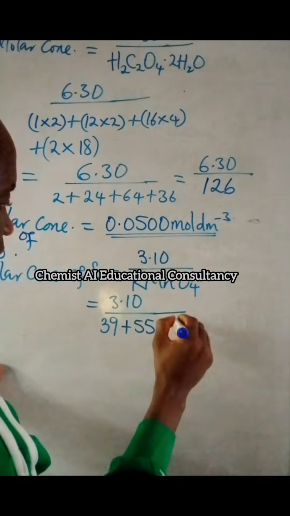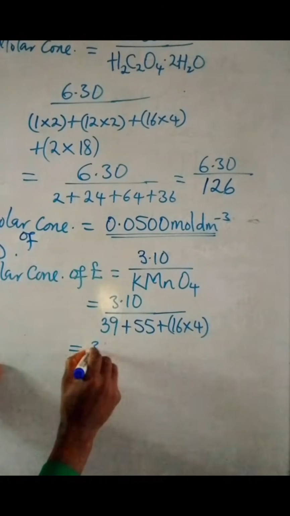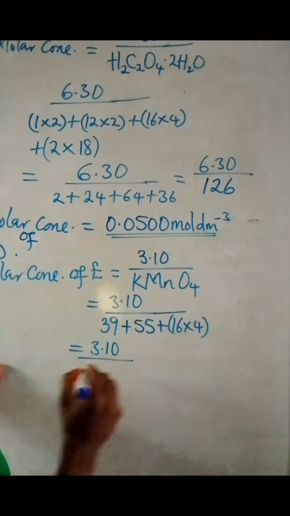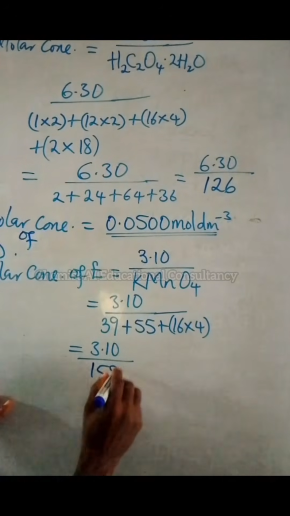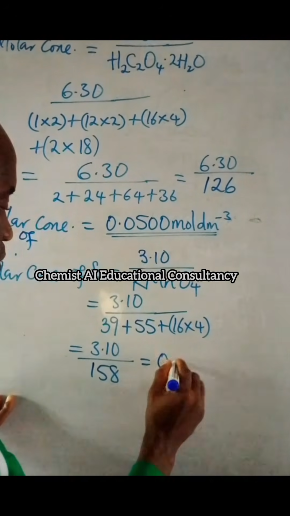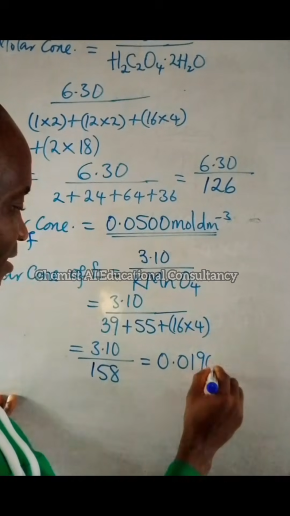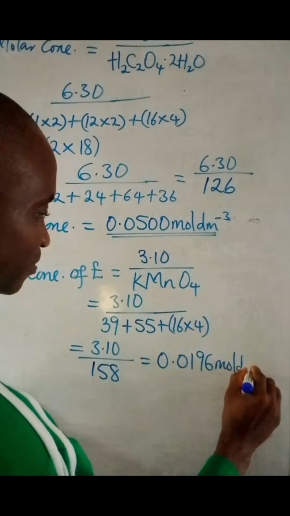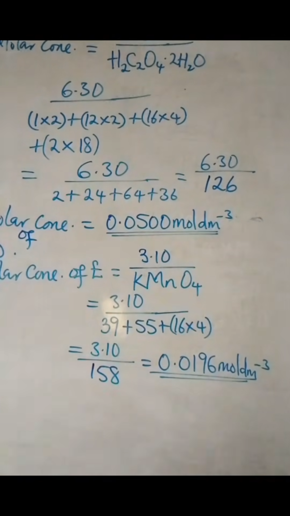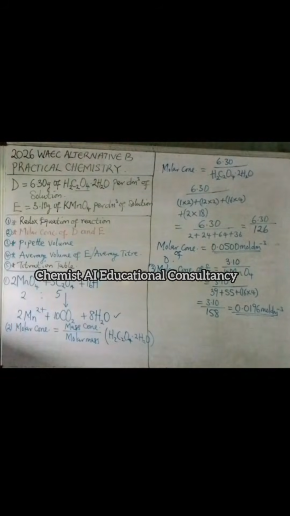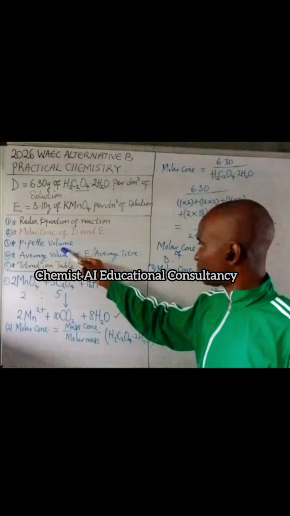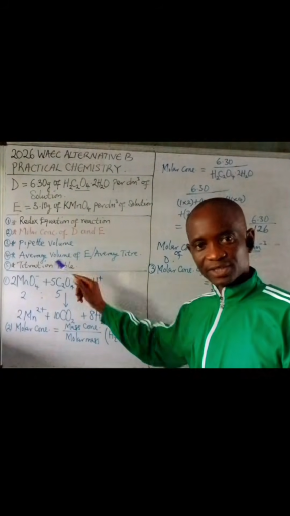Atomic mass of oxygen is 16 times 4. And we have 3.10 divided by 158. If you divide the two, you will get 0.0196 mole per dm³. This is the concentration of E in mole per dm³. Now take your screenshots as we move into pipette volume, average titer, and titration table.